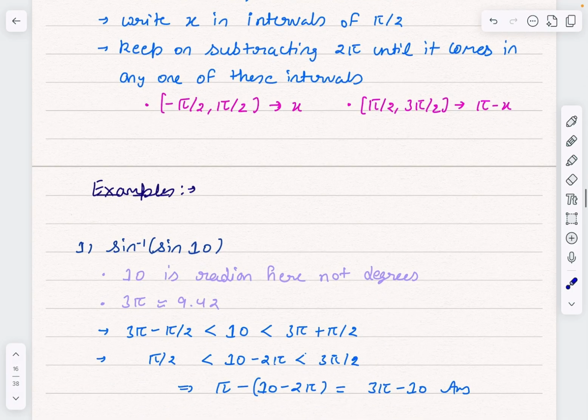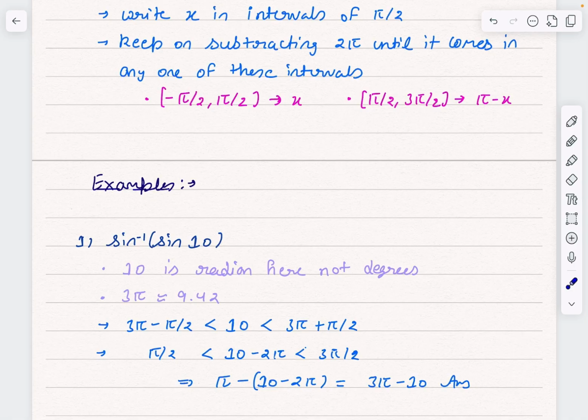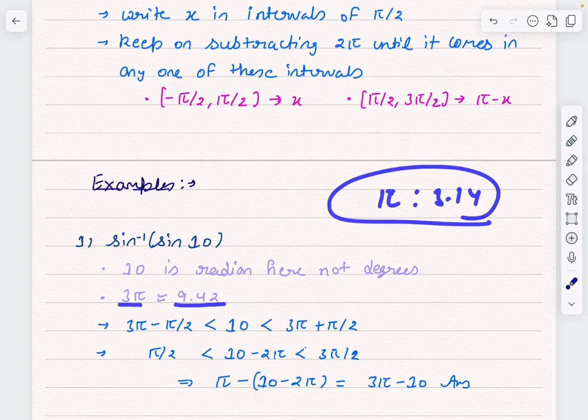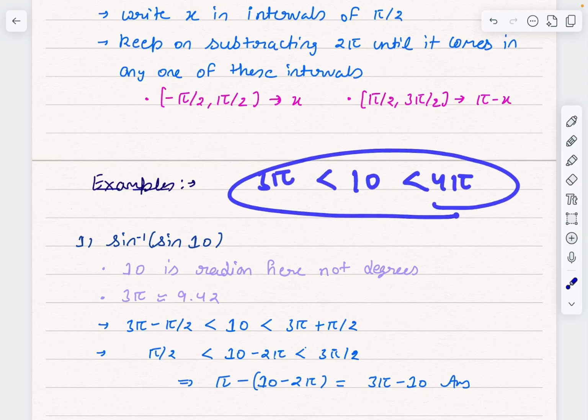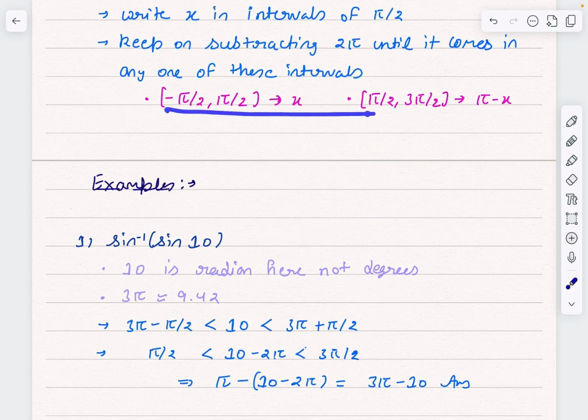See with the help of an example, what do I mean by this? Let us say we have sine inverse of sine 10. See, 10 is in radians here, it's not degrees. And 3 pi will be approximately 9.42. Pi is around 3.14, no? So guys, 10 will be less than 3 pi plus pi by 2 and more than 3 pi minus pi by 2. This is in intervals of pi by 2's. I could have written 10 as between 3 pi to 4 pi also. But write in terms of pi by 2's for sine. It will help you compare finally.